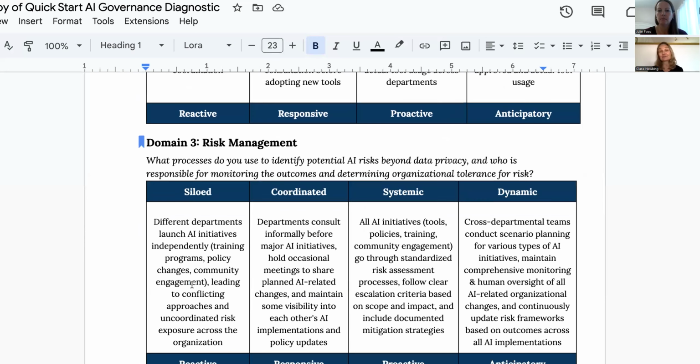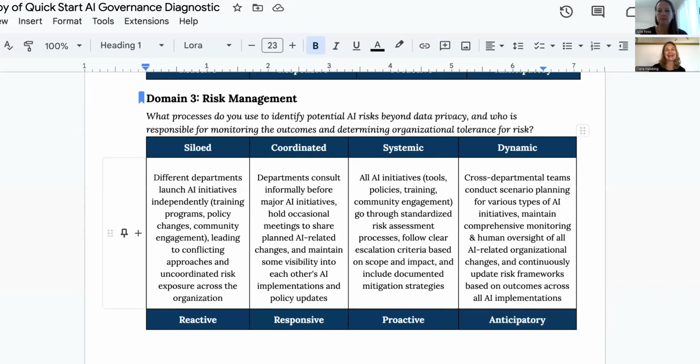And then domain 3 has to do with risk. How do you identify potential risks or actual risks beyond just data privacy? And who's responsible for monitoring that? Do you have an oversight committee? Who's in that committee? Or is it one person that needs to be formally put in place for that position?